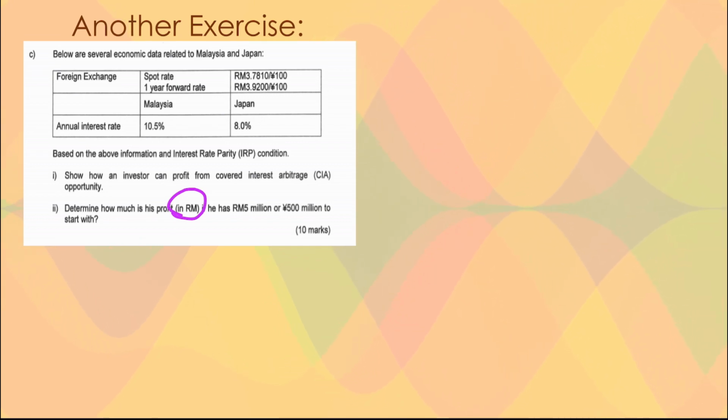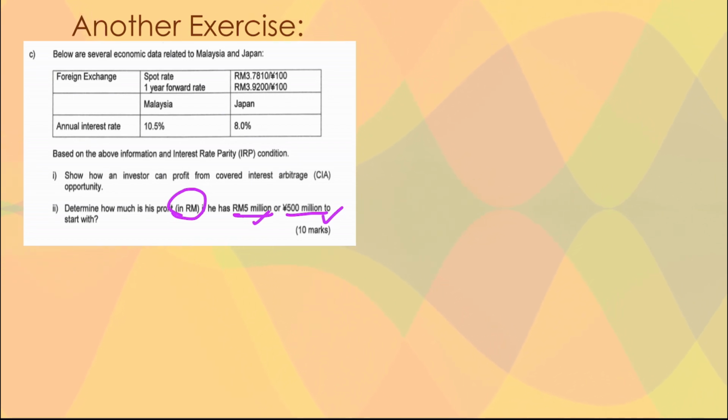Okay, why does the question give two values? It refers to where to invest. If you invest in Japan, you have to use this value, and if you invest in Malaysia or borrow in Malaysia, you have to use this value. Okay, let's do it together.